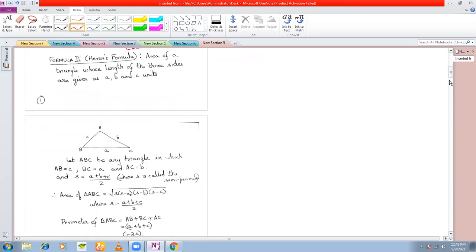Next is something called Heron's formula. This also works for any triangle. And I had given you the formula, if you remember, in the last class. And I told you that if I have a triangle ABC, such that the length of AB is C, the length of BC is A, and the length of AC is B.